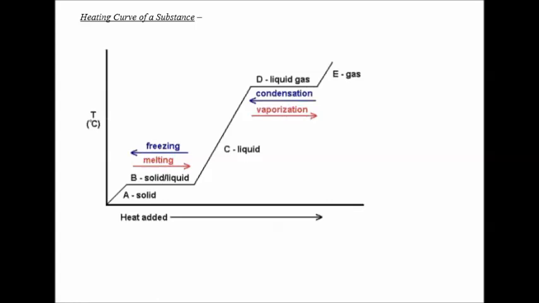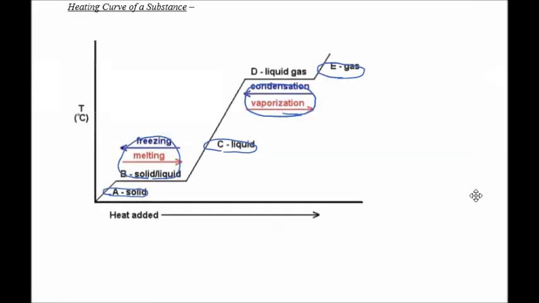Here is our heating curve that we're looking at in lab this week. The diagonals represent the phases, solid, liquid, and gas, and the horizontals represent the phase changes.